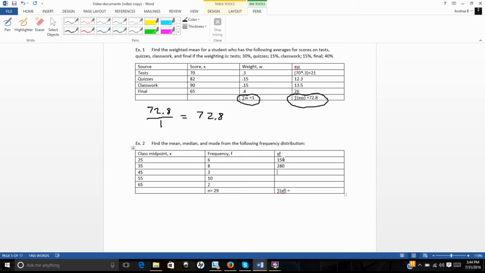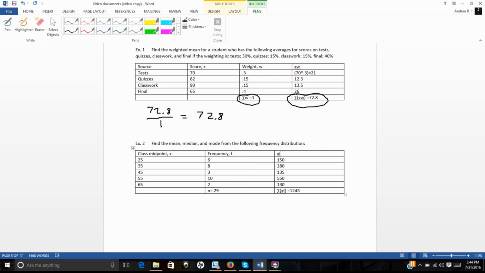If we do the 45 times 3, we get 135. 55 times 10, we get 550. And 65 times 2, we get 130. Once again, the symbol here means that you're adding up your values in that column. It's your summation symbol. So if we add those up there, we get 1,245.